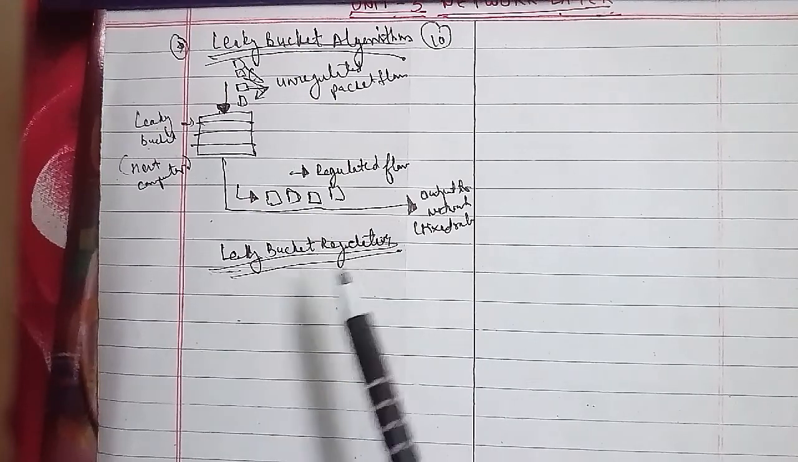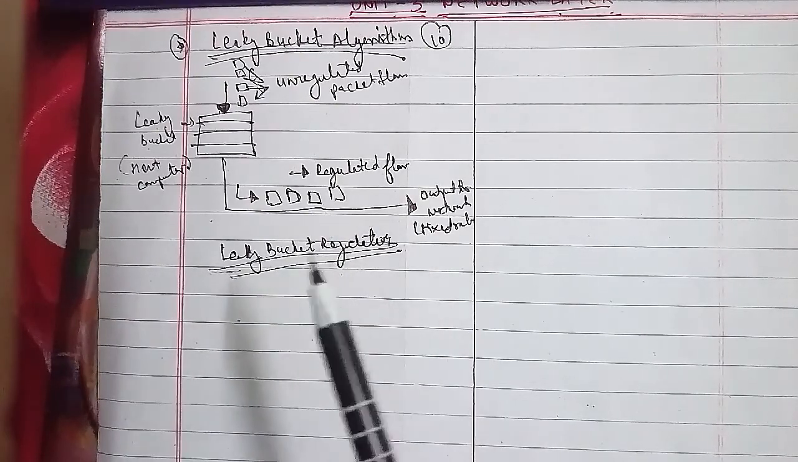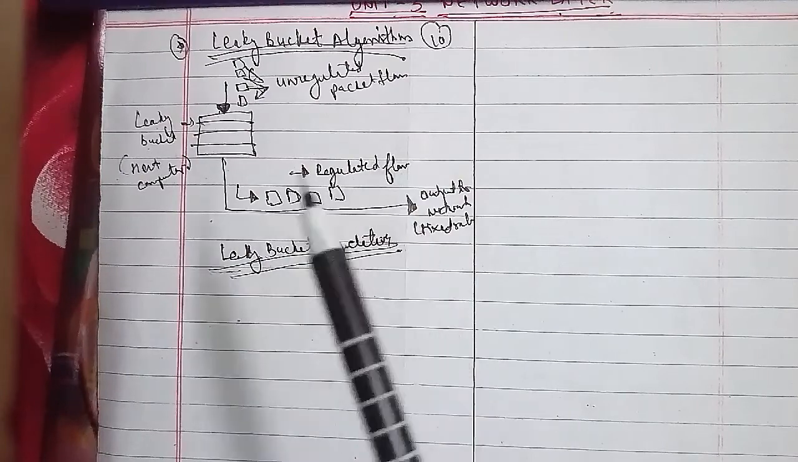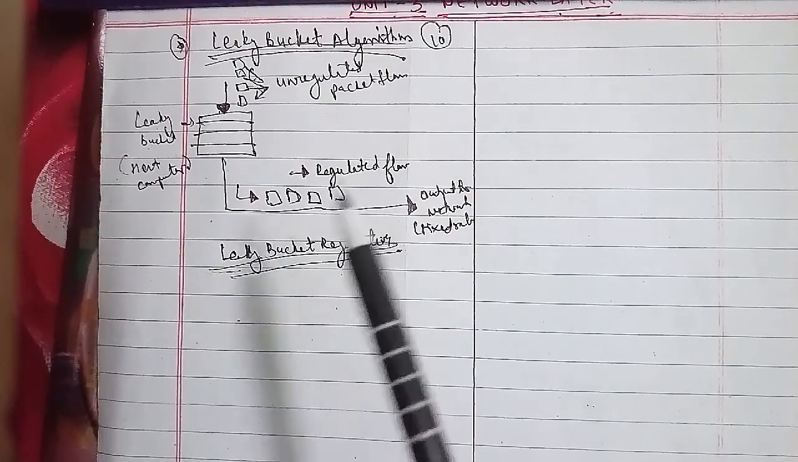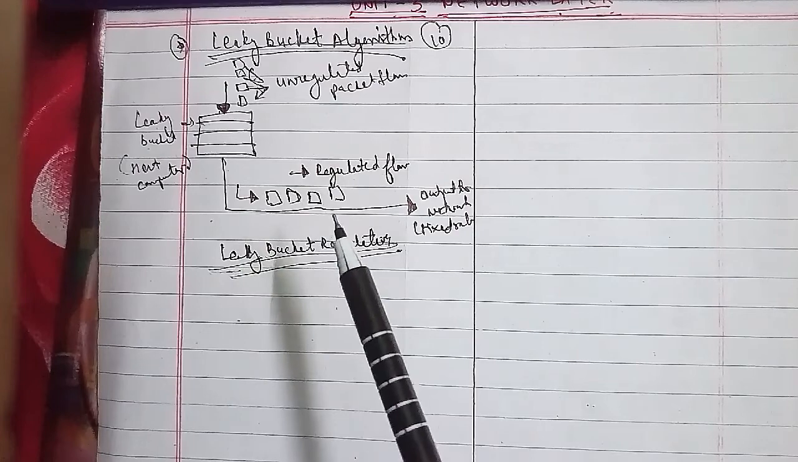Next, I will show how the leaky bucket algorithm can be used to police the traffic flow. For that, we are going to draw a flow chart for the policing as well. So let's go ahead here.